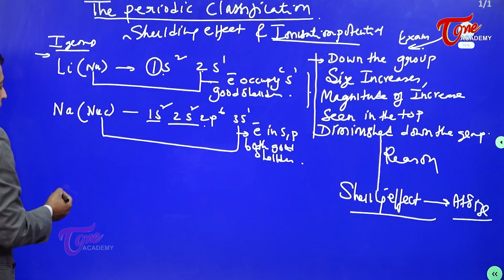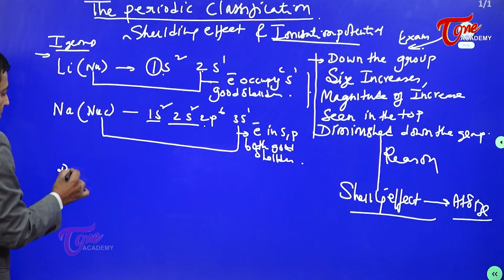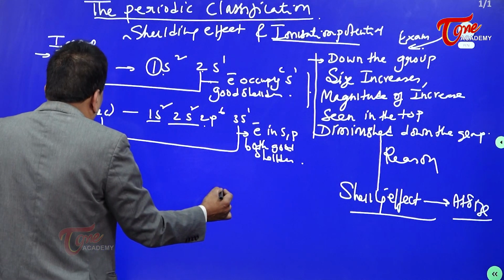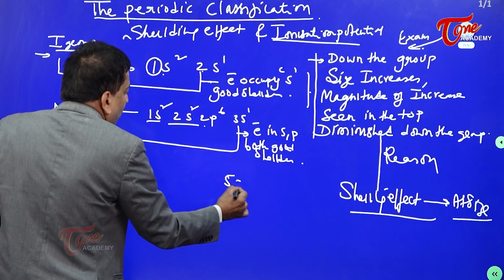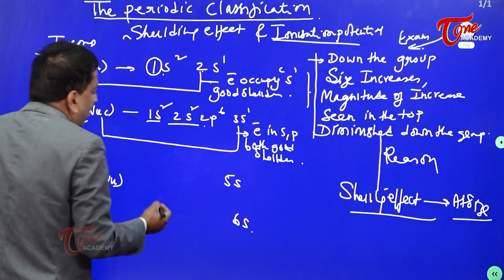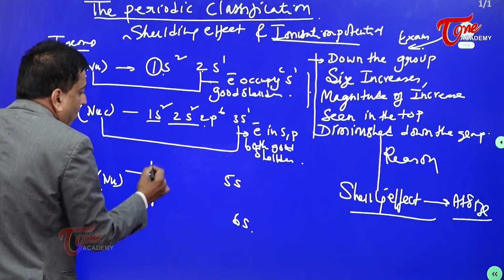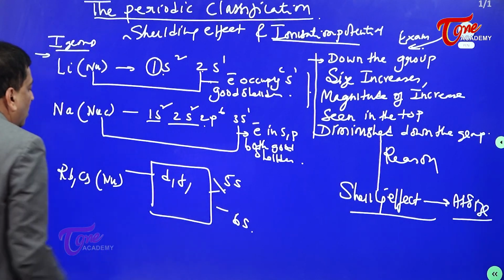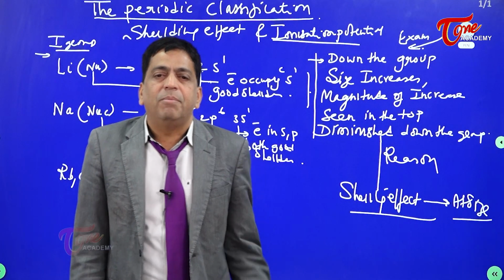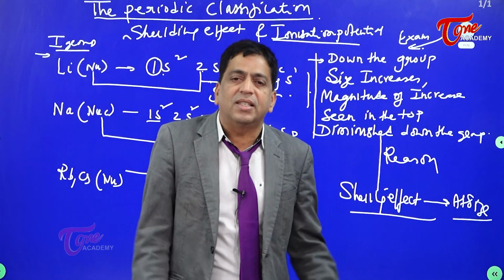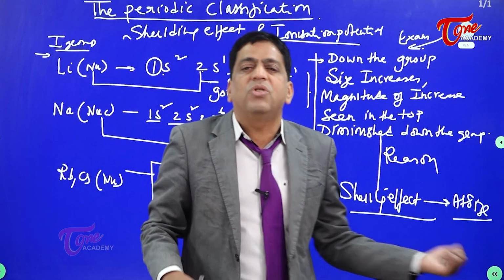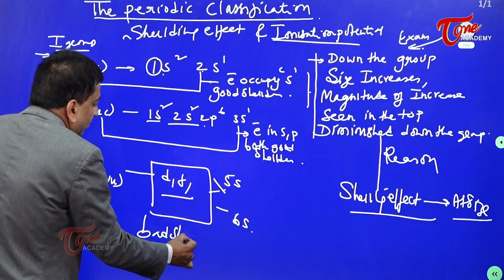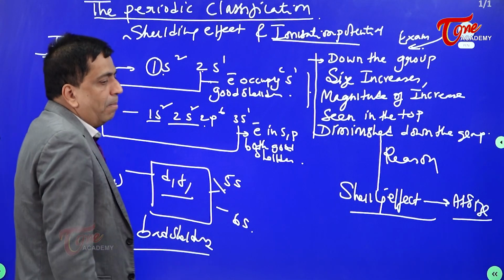And then come down to rubidium and cesium. Between the nucleus and the outermost shell, this is 5s for rubidium and 6s for cesium. Between these, the bulk of the electrons are added to D and F. You must understand, for rubidium and cesium, between the nucleus and the outermost shell, the number of shells increases, but the bulk of the electrons are added to D and F, and these are bad shielders.